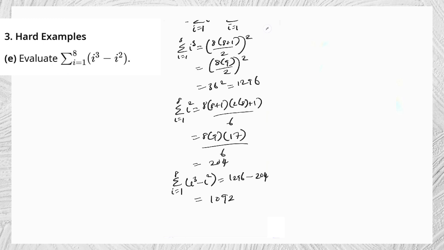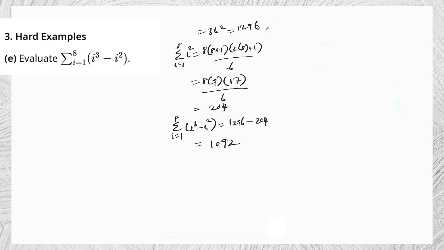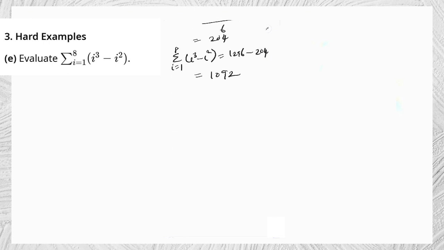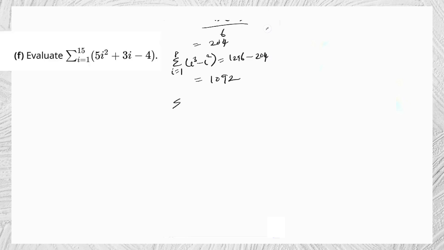So we are left with 8 times 9 times 17 divided by 6, which will give you 204. So now when we bring it all together, we're going to end up with 1296 minus 204, which will give you 1092.